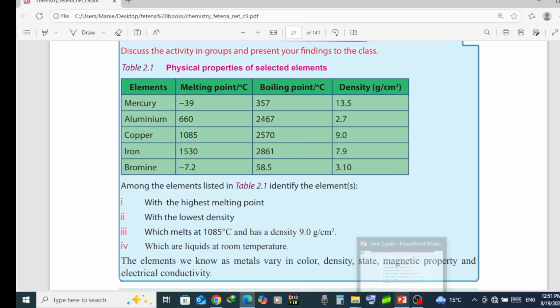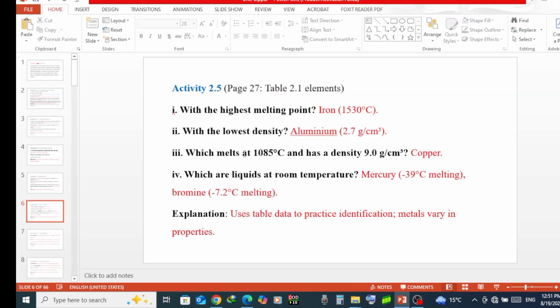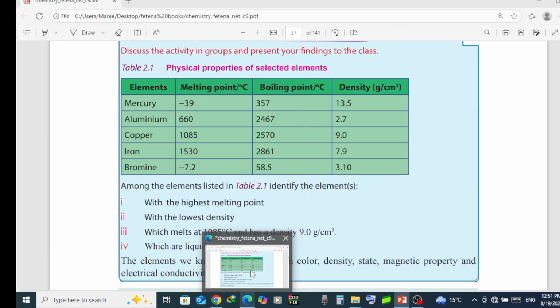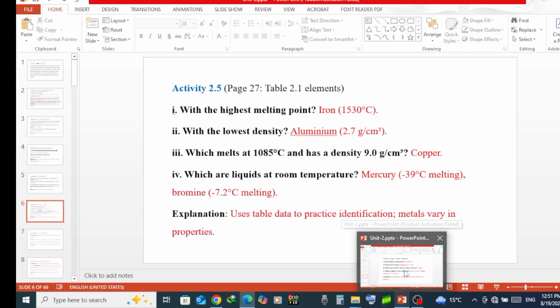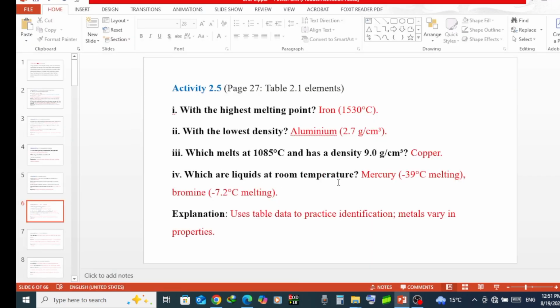And the other question is, which melts at 1085 degrees centigrade and has a density of 9.0 gram per cubic centimeter? It's copper, 1085. Therefore, here it is copper with melting point 1085 degrees centigrade and density 9.0. In addition, the boiling point is 2570 degrees centigrade.